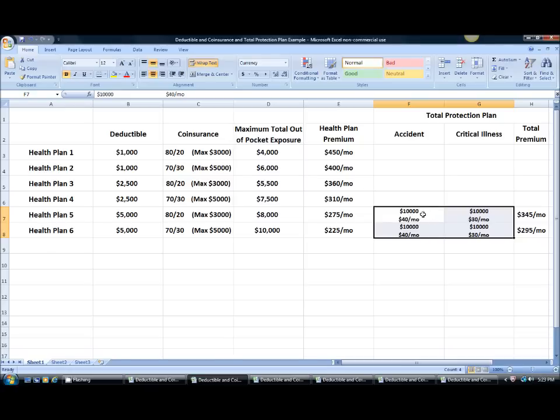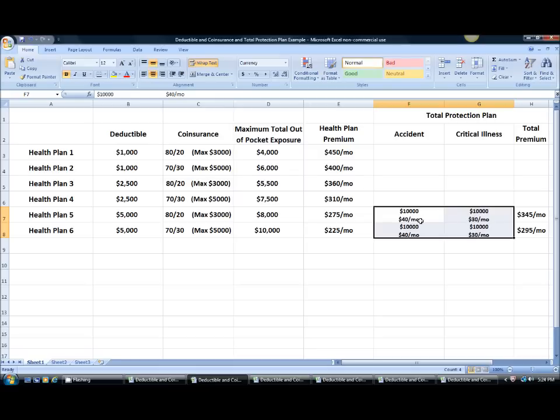The concept here is to at least match the maximum total out-of-pocket exposure with the coverage. In this case, this was $8,000 maximum total out-of-pocket exposure. This one was $10,000, so I'm doing a $10,000 accident policy and a $10,000 critical illness policy. By the way, this is per occurrence, $10,000 per occurrence, and this is $10,000 per diagnosis.